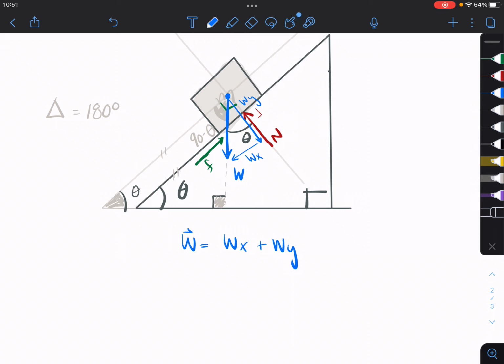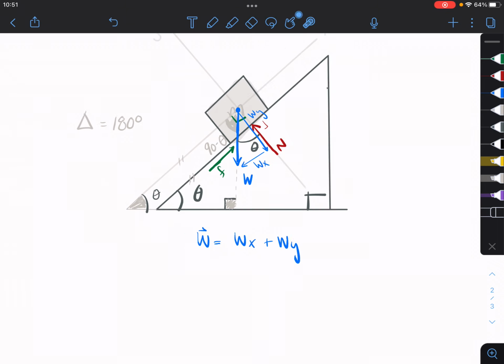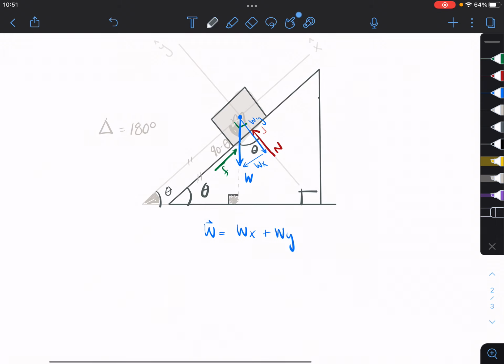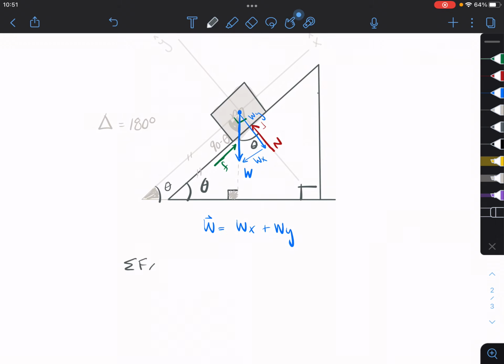Because we can either get there by going from here to here or going down and over, we're going to get to the same point. Okay, so now when we add things up in the x and y direction, what does that look like? Let's do sum of forces in the x and sum of forces in the y.